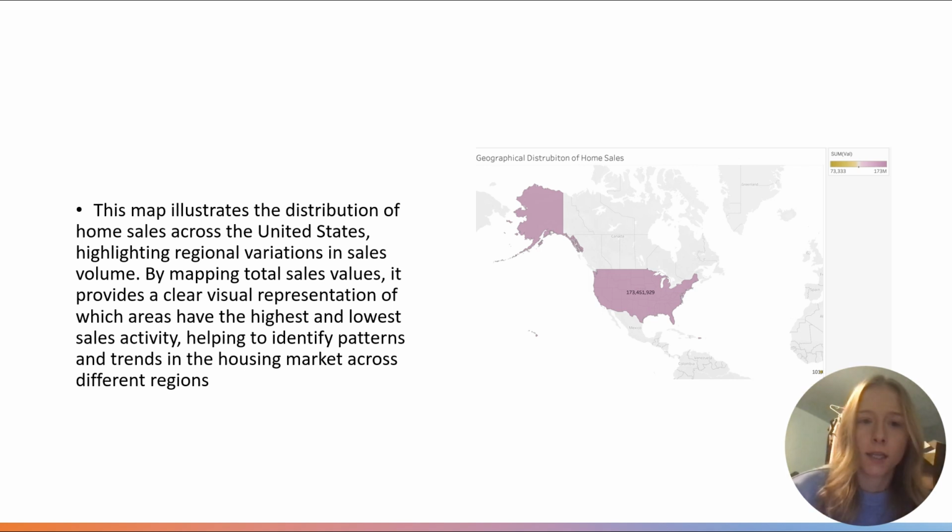On this slide, we have a geographical map showing the distribution of home sales across the United States. This map visualizes the total sales value in each region, providing a clear picture of where the highest sales activity is occurring. This allows us to quickly identify regions with the most significant sales and gain insights into the regional trends in the housing market.